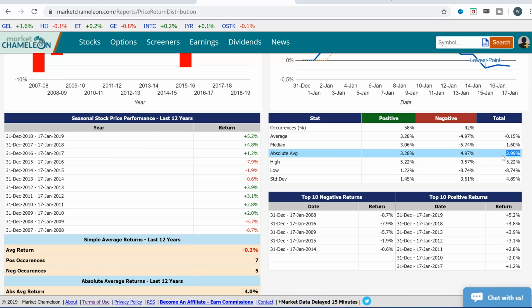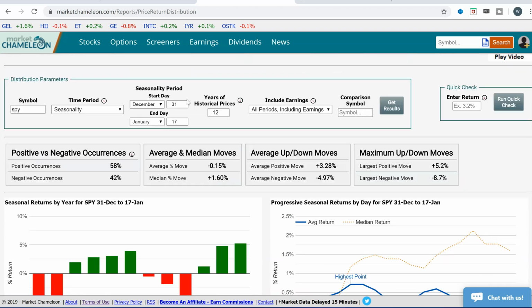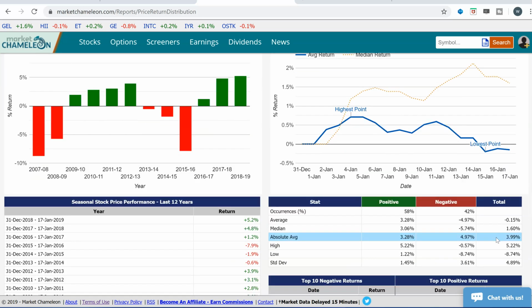So if we use that analysis and think that what is going to happen this year will be more typical of a seasonal move from prior years, then we could see that this straddle is potentially undervalued. Because given this period between December 31st and January 17th, the magnitude of the moves has been greater than what you typically see in a 12 or 13 day hold period.